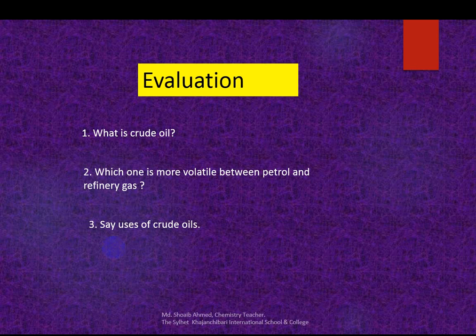Refinery gas is used for domestic heating and cooking. Gasoline, called petrol, is used as car fuel. Kerosene is used as jet fuel. Diesel is used as truck fuel.